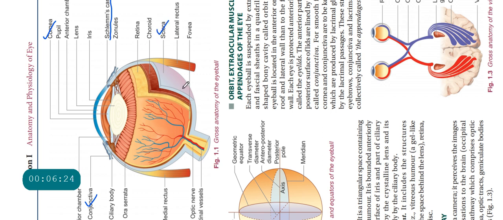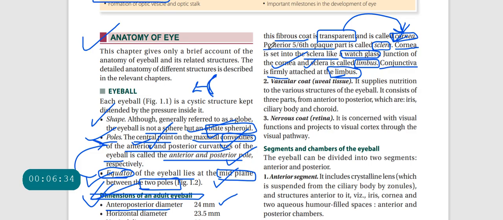So these are the layers basically. Okay, we all have studied in our lower classes. Now the next part comes the vascular coat or uveal tissues. Now what is this? This is the part which supplies nutrition to various structures of the eyeball. Very important.